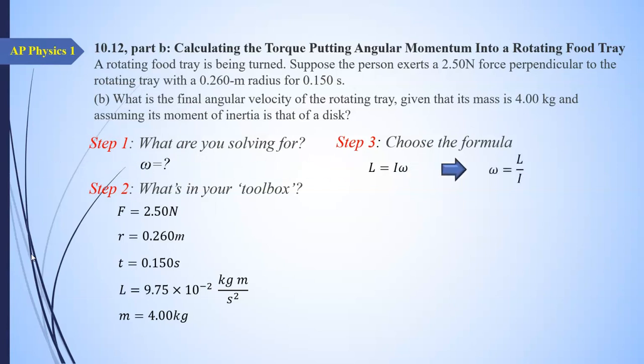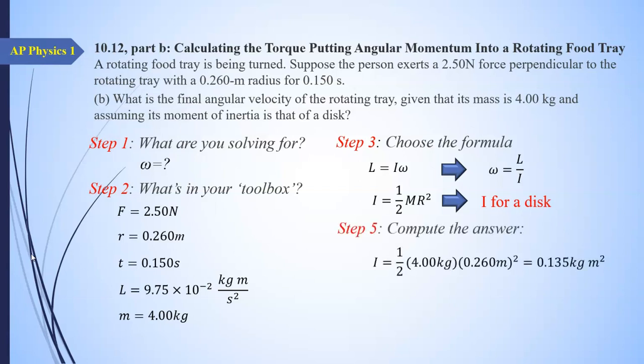Okay, we solve for omega, so we have omega equals angular momentum over rotational inertia. And we use the formula for a disk. That's the I for a disk. You get that off of your moment of inertia reference sheet. Now we plug in the numbers. Pretty straightforward at this point.